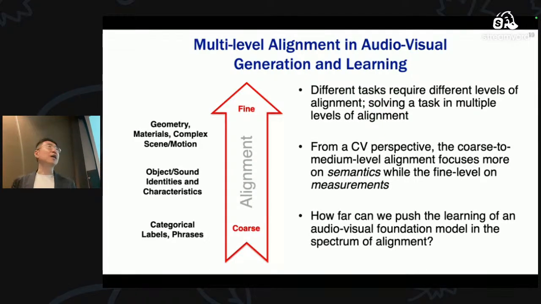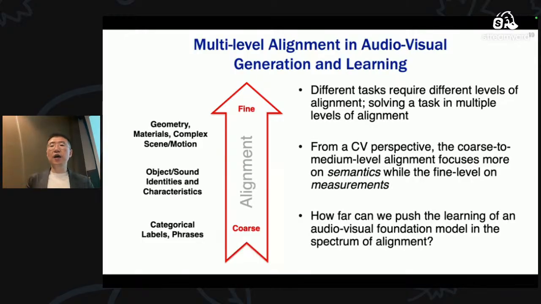Now, perhaps a question that we can ask along this line is how far can we push the learning of an audiovisual foundation model, or audiovisual language foundation model, in this spectrum of alignment. Right now, all those foundation models are learned at a very coarse level. They're just matching language categorical labels with their visual representations. Going forward, can we actually learn those foundation models at the fine levels of this alignment spectrum?